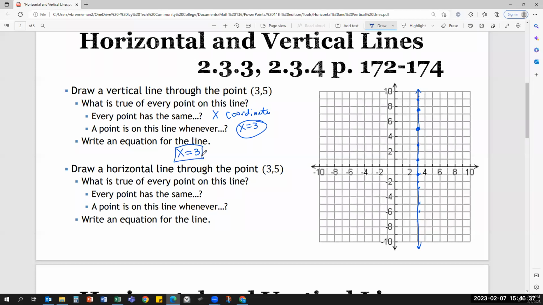Just x equals 3. If we have the horizontal line through that same point 3,5, now we have points that all have the same y coordinate. Specifically, the points on that line whenever its y coordinate is 5. So the equation for that line is just y equals 5. So when you have an equation that's just x equals a number, that's a vertical line, y equals a number is a horizontal line.